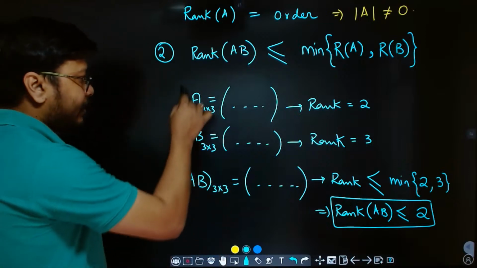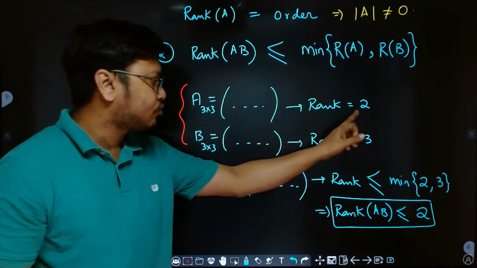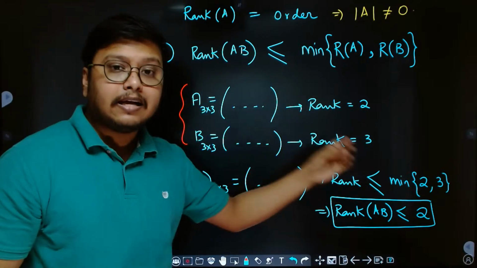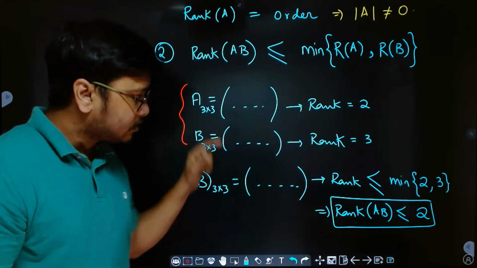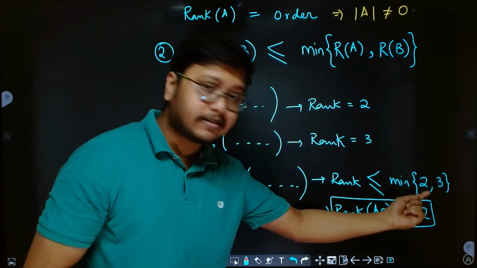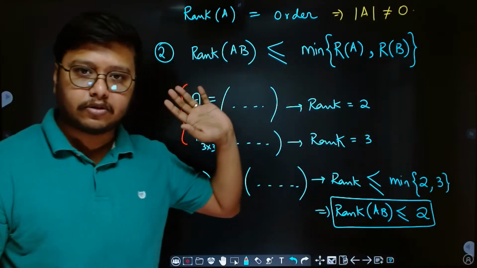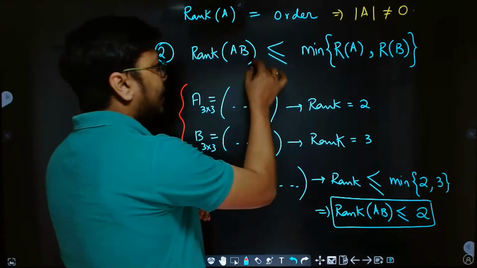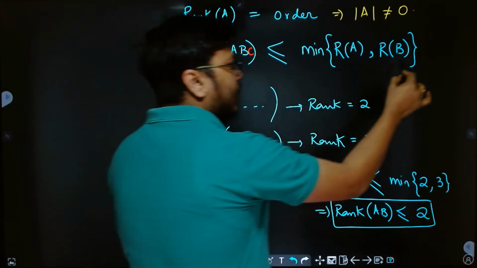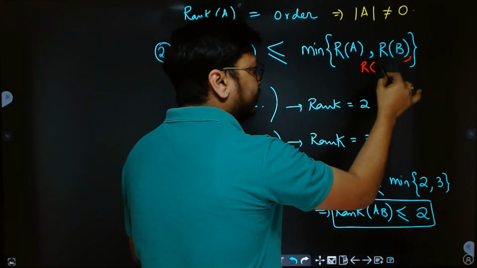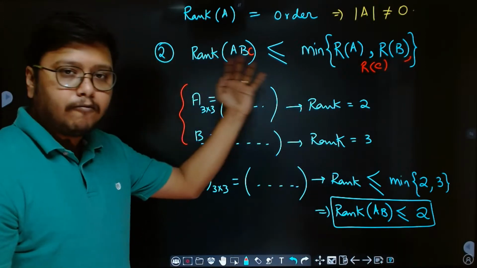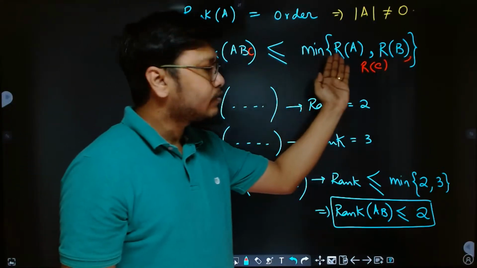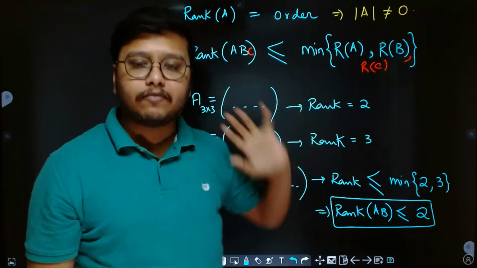So one question we can get like this: rank A is 2, rank B is 3, then can the rank of AB also be 3? Never possible, because the rank of the product has to be less than or equal to the minimum of the two ranks. Okay. Similarly, you can have another matrix ABC, then you just have to add rank C, and so on. It continues. So if you have a product of many matrices, then its rank has to be less than or equal to the minimum of the ranks of each of the matrices.